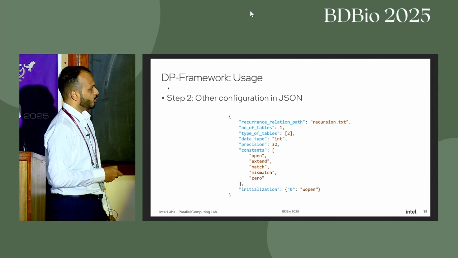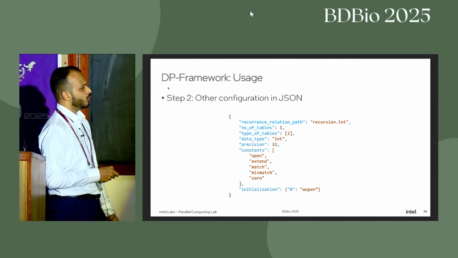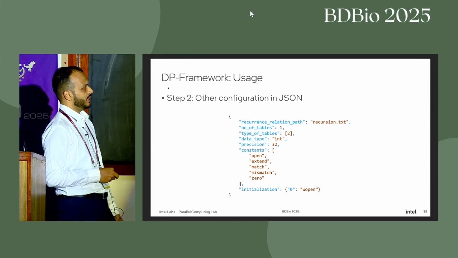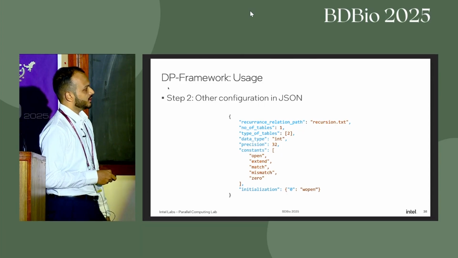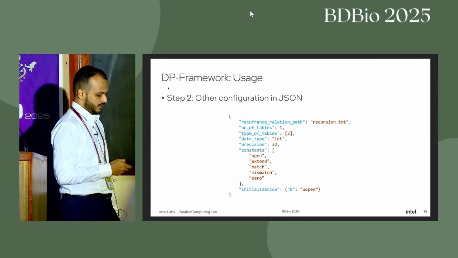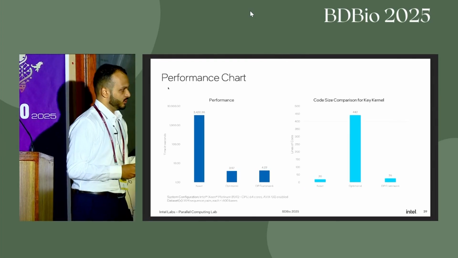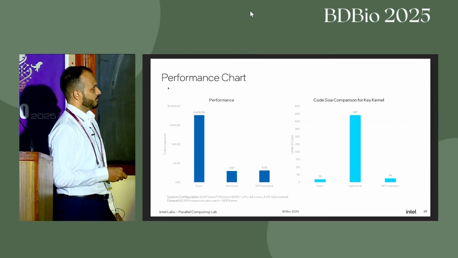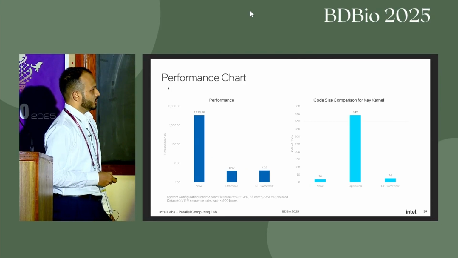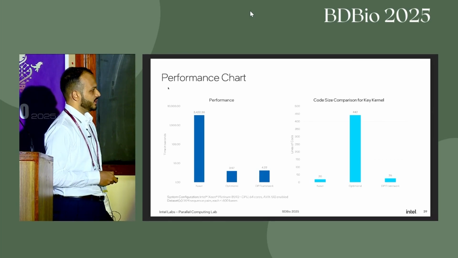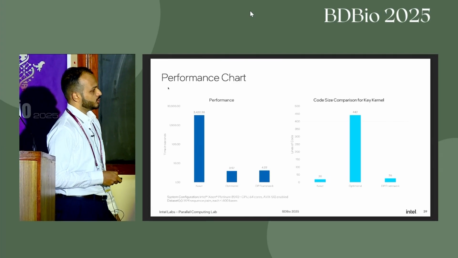The second input would be the configuration file, which will include all other details based on our DP problem, like how many tables we have, what the types of tables are, what the data type of the DP table is, and so on. Using all these details, we are able to generate the optimized code, and this is finally how the performance and the code size will look like. Performance wise, the optimized code in our previous slide was roughly under 4 seconds, and our generated code is also not very far away.